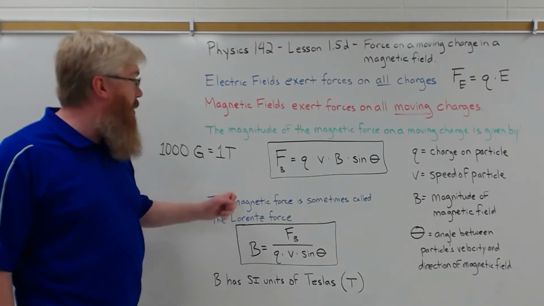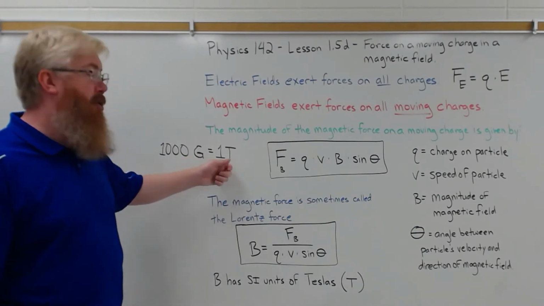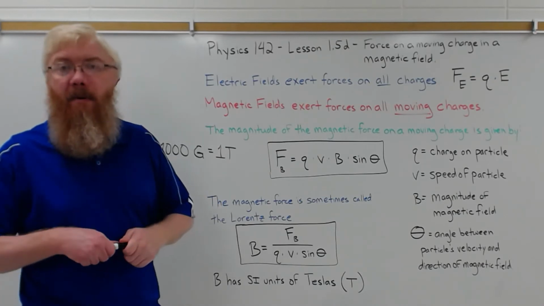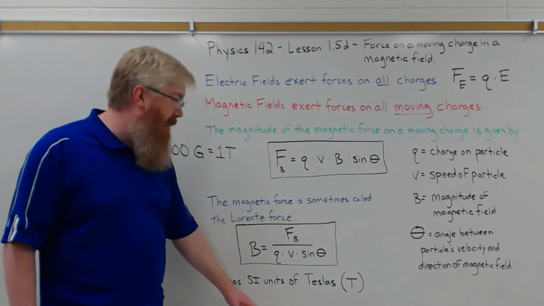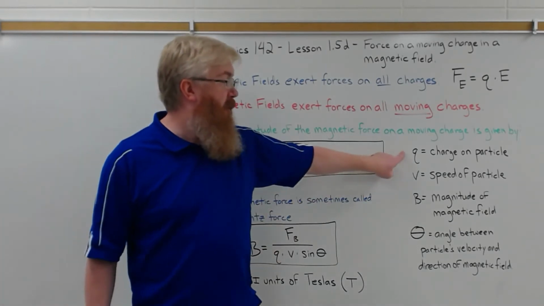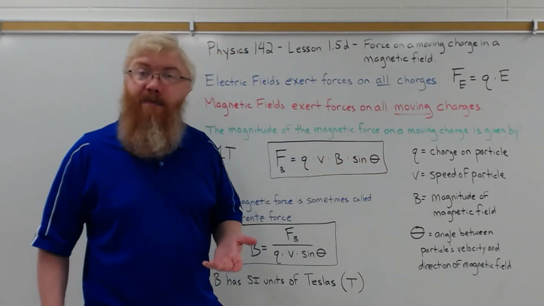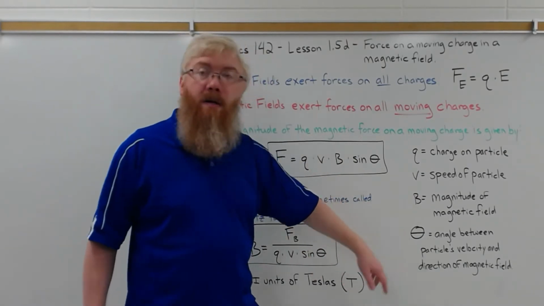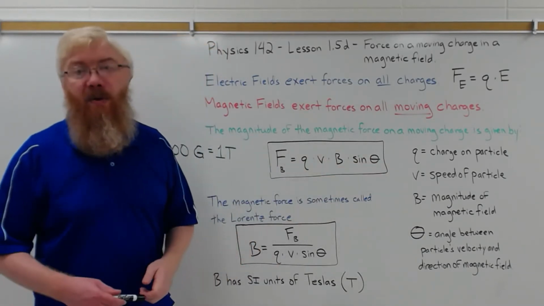So the SI unit, though, is Teslas. If I tell you what the magnetic field is in Gauss, you should easily be able to calculate how many Teslas it is. Just basically divide the number by 1,000. So these are the units for magnetic field. The unit for force is Newton. The unit for charge on a particle is Coulomb. Speed of a particle in SI units is meters per second. Magnetic field strength is Teslas. Angle, degrees or radians.